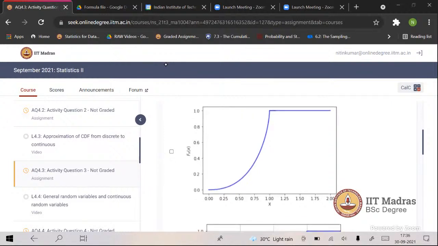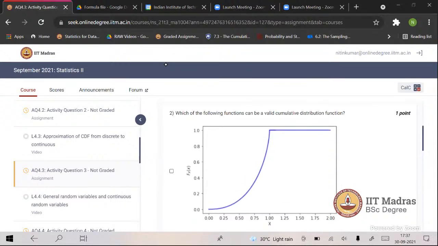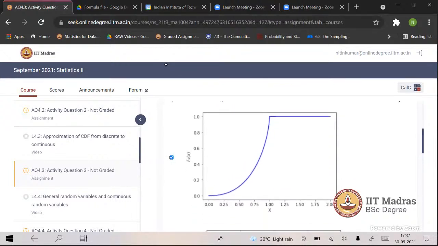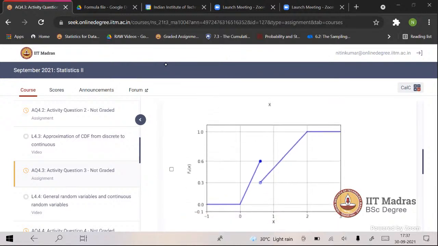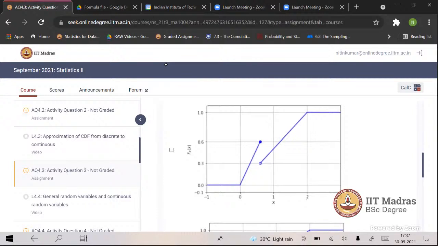First, it is non-decreasing, right? And at infinity it tends to 1. Look, at 1 it becomes 1, and at 0 it becomes 0. That is, at less than 0 it is always 0. So this function is a valid cumulative distribution function, right? Now tell me about this function. Why not? Except that the black dot would be on the right.